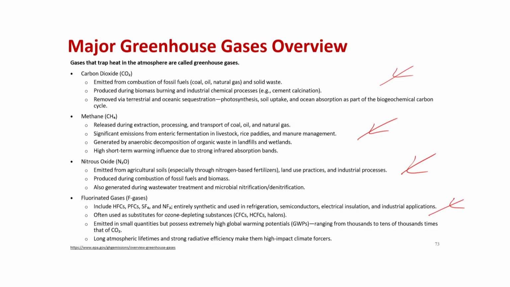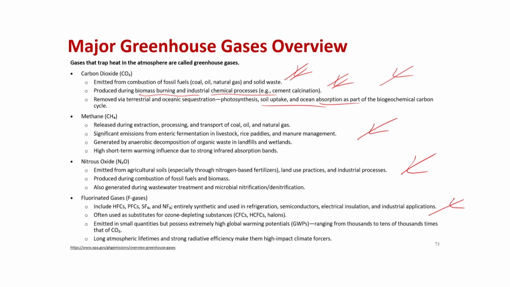So, carbon dioxide: what emits carbon dioxide? It is primarily the combustion of fossil fuels, coal, oil and natural gas, and we will look into this data more and more, to see how directly correlated they are with the increase in carbon dioxide concentration. Also biomass burning and industrial chemical processes like cement calcination contribute, and soil uptake and some oceanic activities are responsible too, but it is primarily fossil fuels and industrial processes that have been found responsible for the increase of carbon dioxide in the atmosphere, and we will look into this data more as we go along.